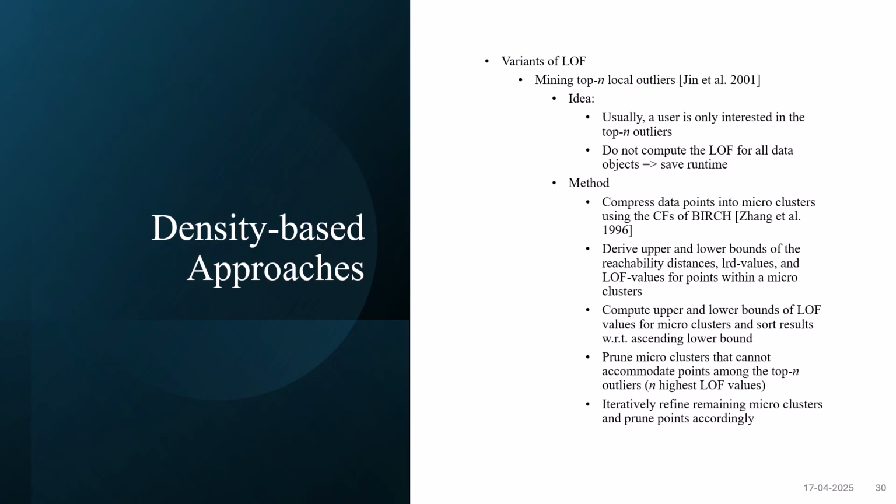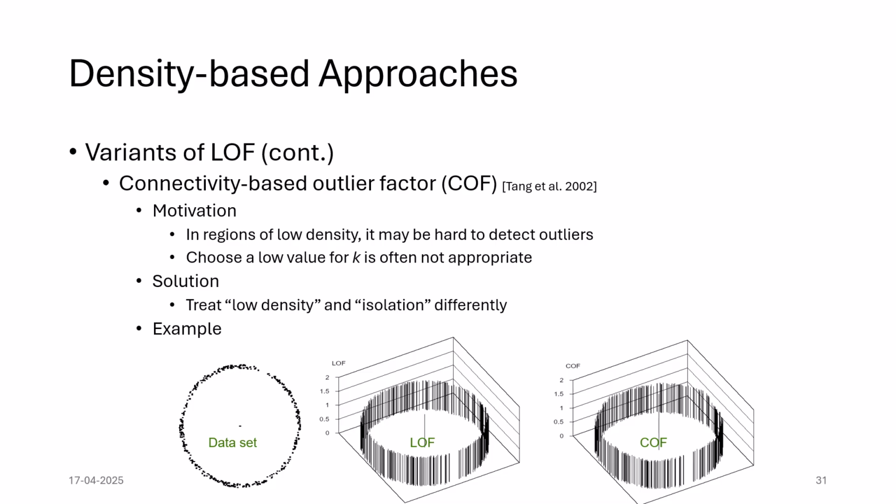Of local outlier factor, mining the top-n local outliers. The idea is that usually a user is only interested in the top-n outliers, so do not compute the local outlier factor for all the data objects. Methods are used to compress the data points into microclusters using CF trees of the BIRCH model. Derive the upper and lower bounds of the reachability distances. Then compute upper and lower bounds of local outlier factor values for microclusters and sort the results. Prune microclusters that cannot accommodate the top-n points. Iteratively refine the remaining microclusters and prune points accordingly. Of local outlier factors, we continue.